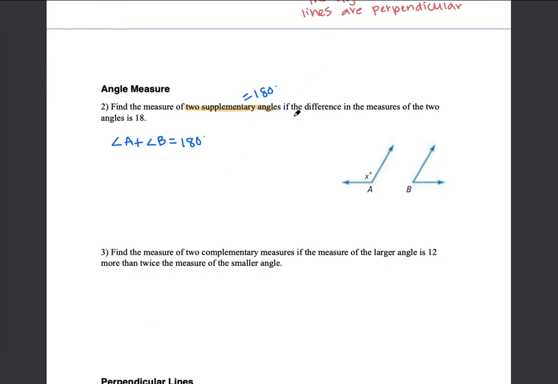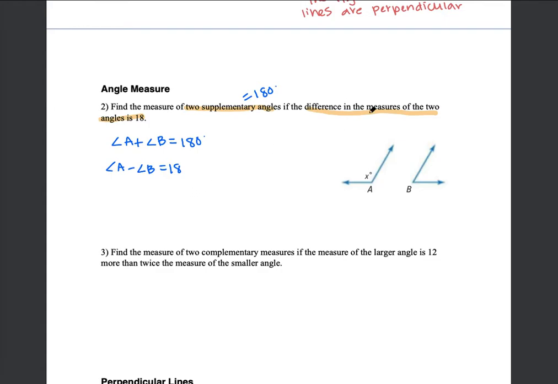We also know that it says find the measure of two supplementary angles if the difference in the measures of the angles is 18. So the difference in the measures of the two angles is 18. Remember, difference means subtraction. So if I take angle A and subtract angle B, that will give me 18. I take the two angles and find the difference, I subtract them, I should get 18. So I'm working with a few different things here.